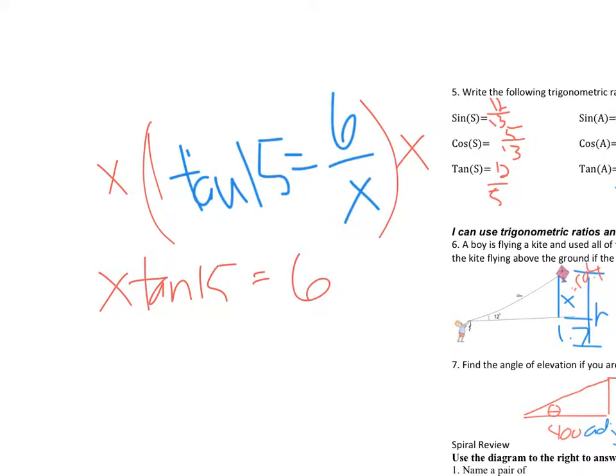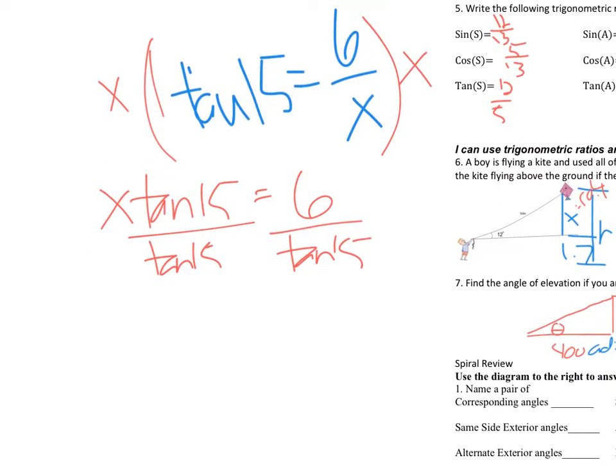X is not by itself. What is with it? Tangent of 15. What do we do with that tangent of 15? Yeah, we divide it up. And then once we do that, we get x equals 6 over tangent of 15. You type that into your calculator and you get an answer that way.